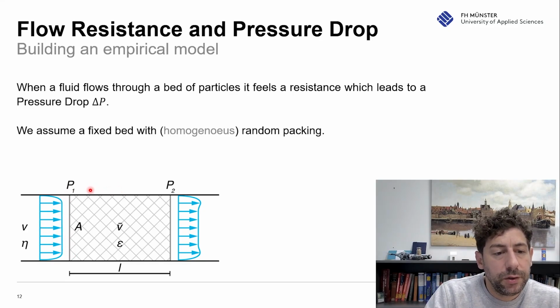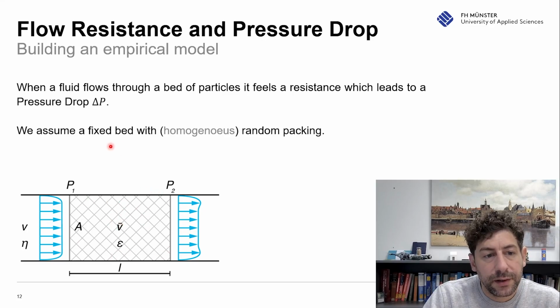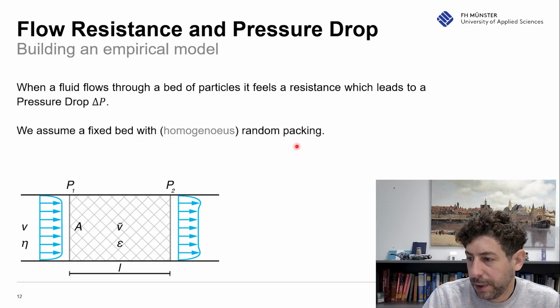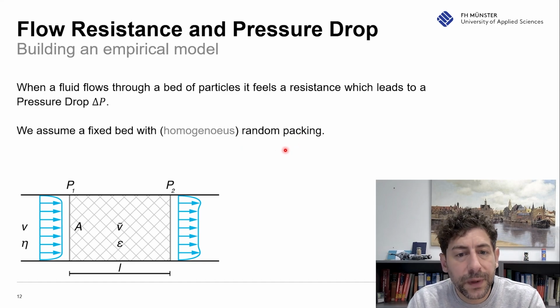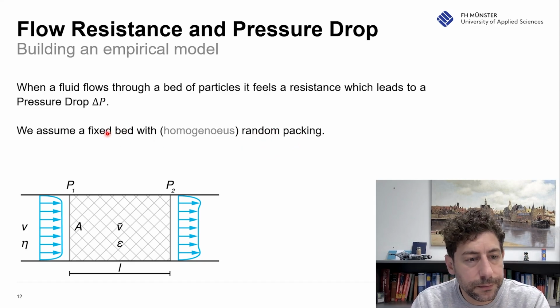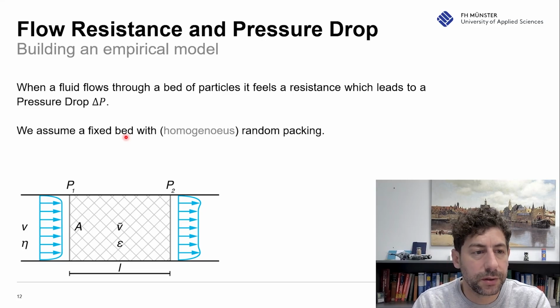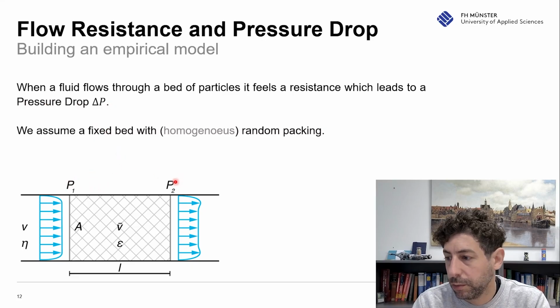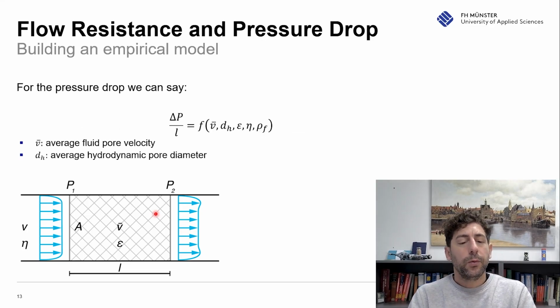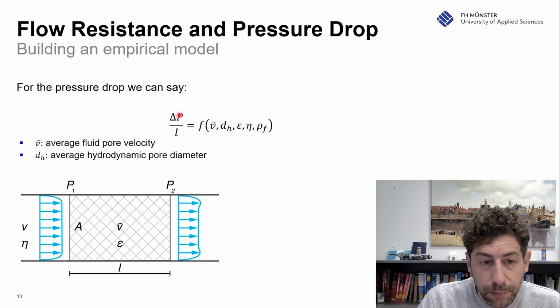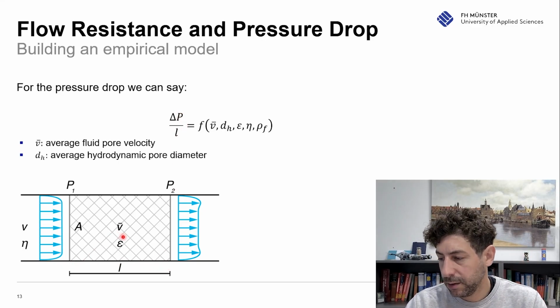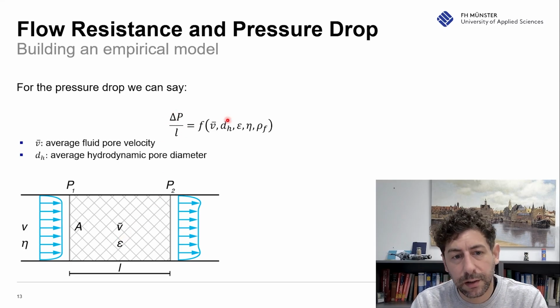And what we generally assume for this gray area here is a fixed bed with homogeneous random packing. So the most simple we can do, because then we know the porosity, then we know fixed bed, nothing is moving, so it's the easiest way, and we want to derive an equation for the pressure drop delta P, so P1 minus P2. So how much energy do we lose? What is the pressure drop along the bed? And therefore we can say that the pressure drop is often related to the length, because then we make it independent of the length. I mean, you could also make it dependent on the length.